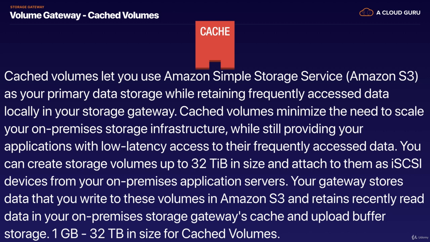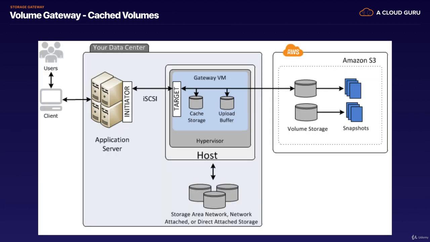You can create storage volumes of up to 32 terabytes in size and attach them as iSCSI devices from your on-premise application servers. Your gateway stores the data that you write to these volumes in S3, just like the last one, and it retains recently read data in your on-premise storage gateway's cache and upload buffer storage. It's between 1 gig and 32 terabytes in size for cache volumes. Again, don't worry, you'll never be tested on that. It's just important to understand that cached volumes is a way of caching the most actively used data, whereas with stored volumes, it's the entire data set.